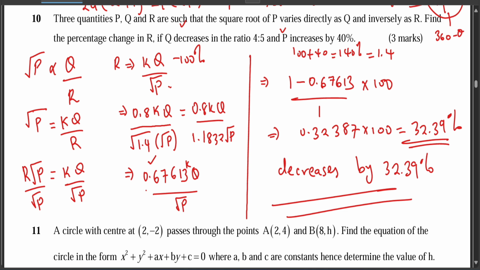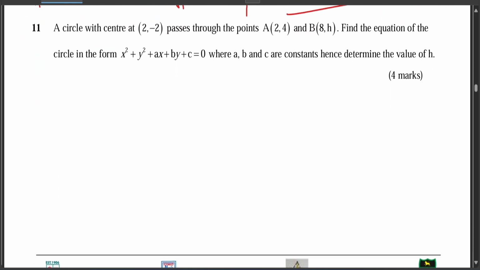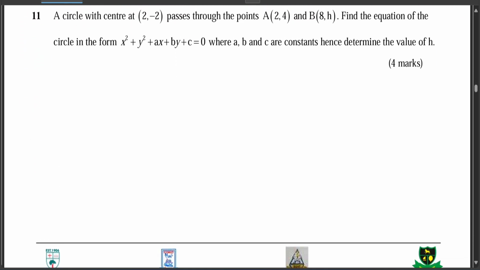Okay, question 11, also a very easy question. It says a circle with center at (2, -2) passes through points A(2, 4) and B(8, h). Find the equation of the circle in the form x squared plus y squared plus ax plus by plus c equal to 0, where a, b and c are constants, hence determine the value of h.